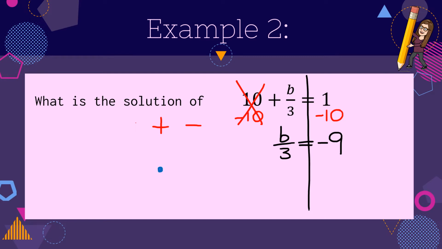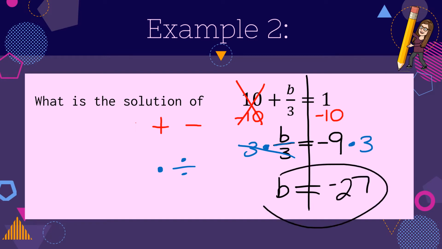Second step, multiply or divide. Look at the letter. What am I doing? It says divide by 3, so we're going to undo that and times by 3. What I do to one side, I do to the other. Therefore, the b falls down, the equals falls down, and negative 9 times 3 is negative 27.